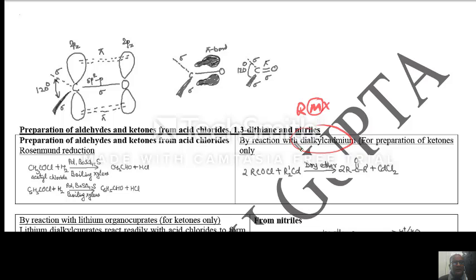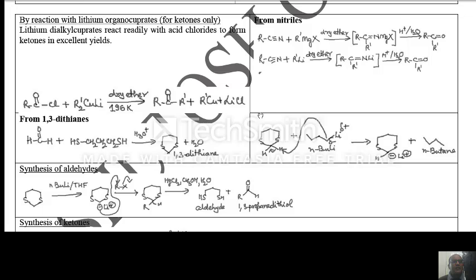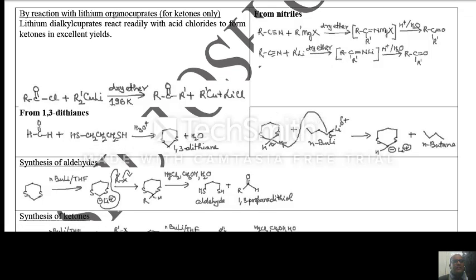This is a metal ion, and here again we have an R, and then a metal ion, right? So we are going to talk about this. How does it happen? So we have a lithium organocuprate, right? And this method we are utilizing only to prepare ketones.